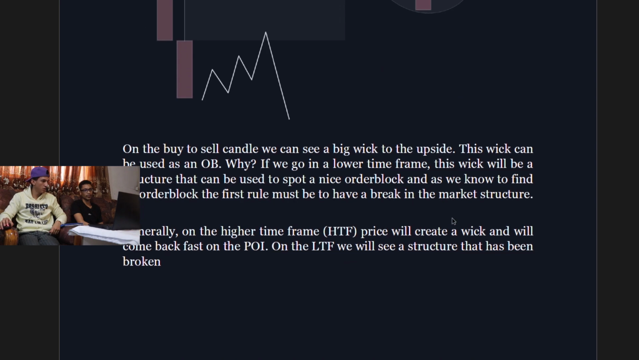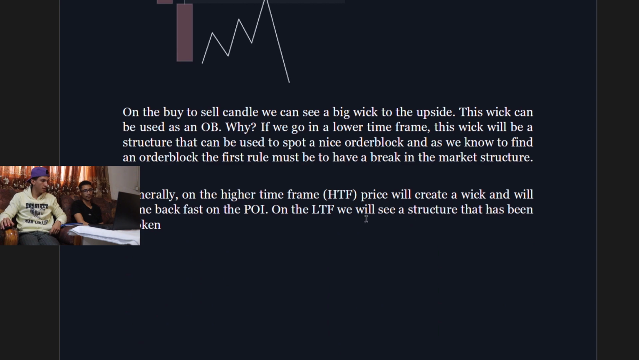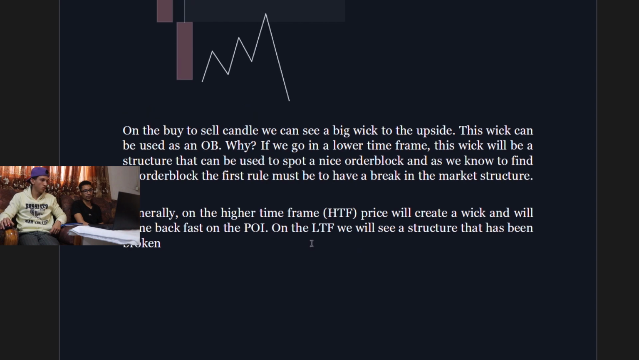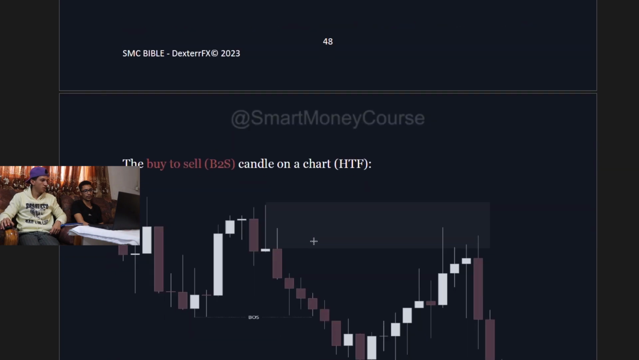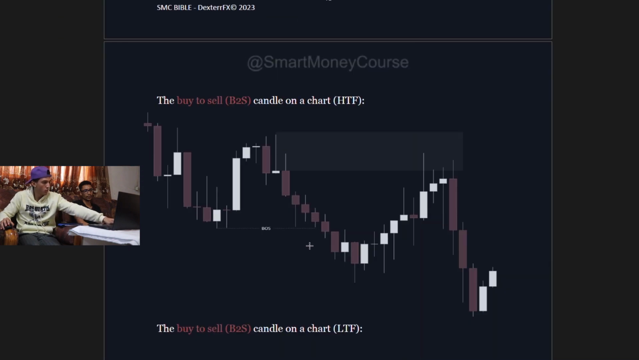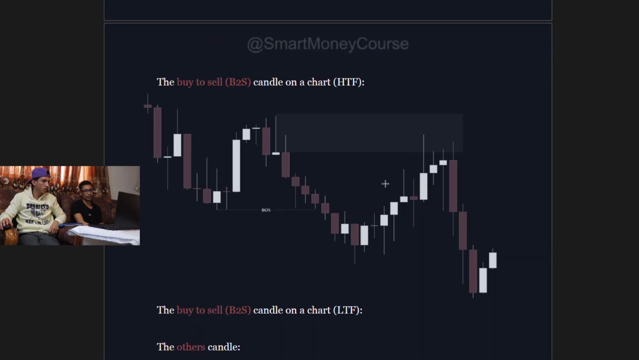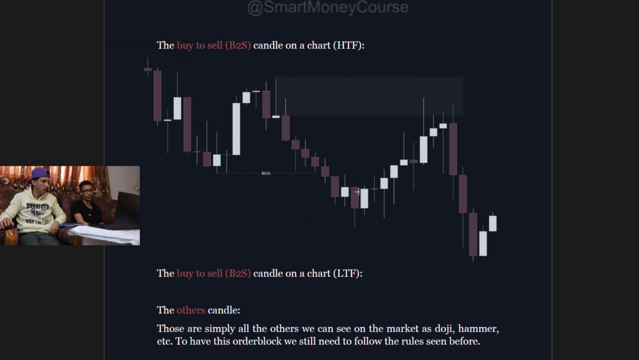Yes. Generally on the higher time frame, price will create a wick and will come back fast to the point of interest. The lower time frame will create structure that has been broken. So exactly the opposite. Once again, on a chart, it basically just shows you how it looks. There we can identify an order block right there, buy to sell.